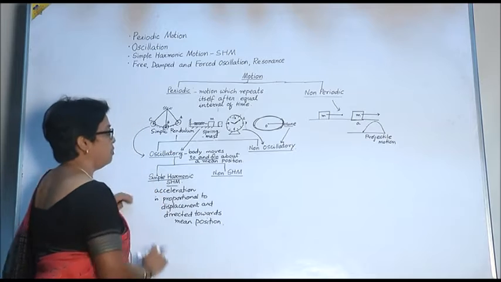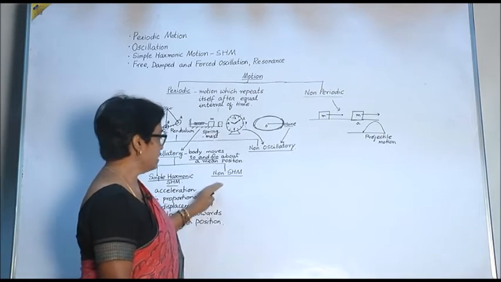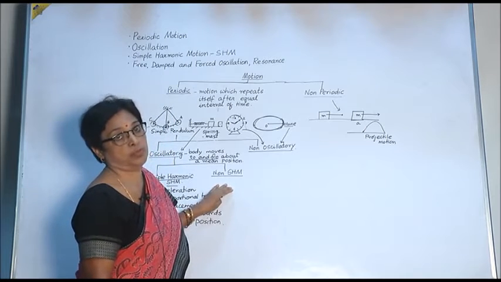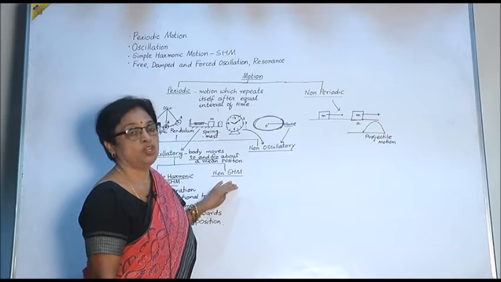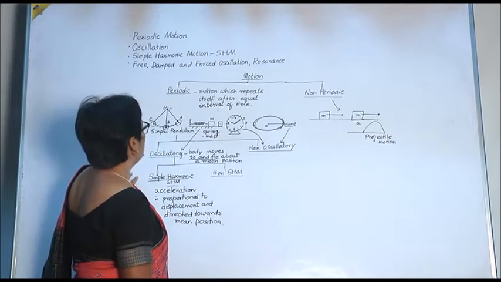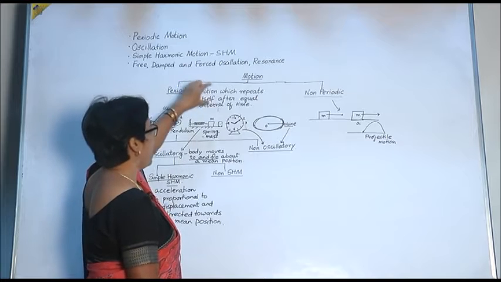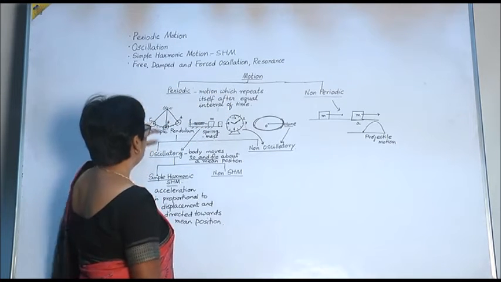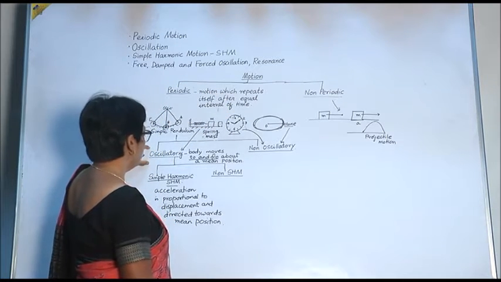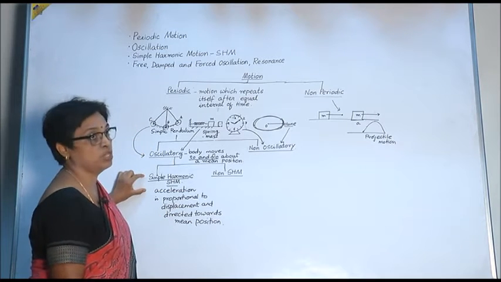Such motions are simple harmonic motion. We will go into the details of that, and in those cases where the acceleration is not proportional, these are non-simple harmonic motions. So, we will study about periodic motion. What is periodic? Motion which repeats after a certain equal interval of time is periodic. Then oscillation: what is oscillation? Then what is simple harmonic motion?